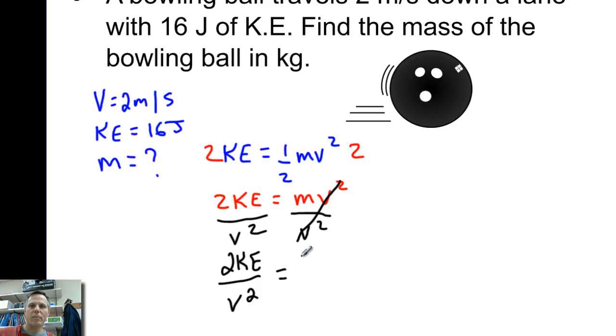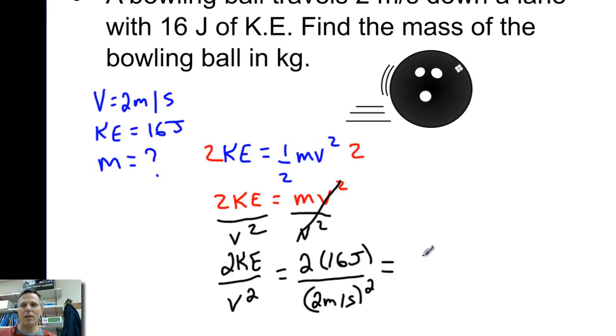Plugging my numbers in, that's going to be 2 times 16 joules, all divided by the velocity squared, which is 2 meters per second, which we're going to square. 2 times 16 is 32, divided by 4. 32 divided by 4 is going to give me 8 as my final answer.